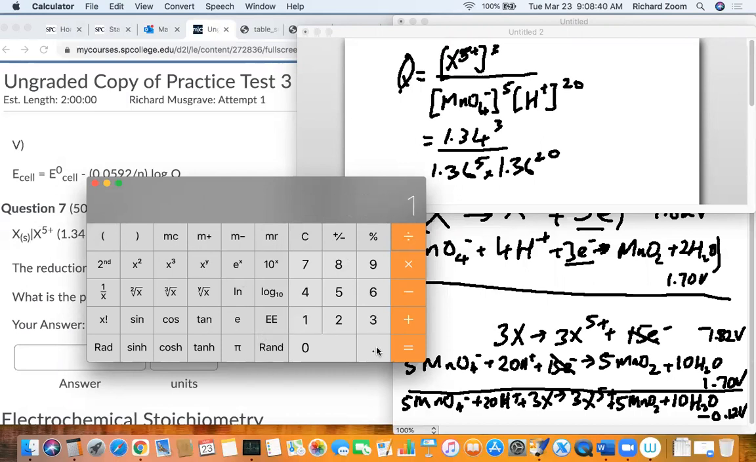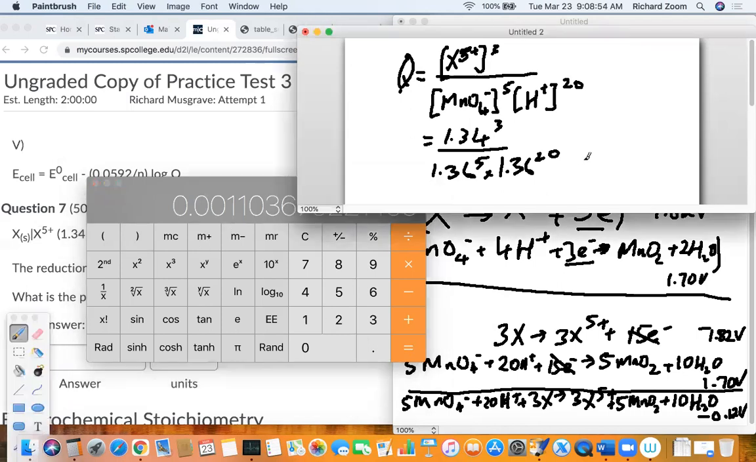I'll do 1.36 to the power of 25th. Okay, I still get the same value. All right, so it's 0.0110. Does anybody have any questions about how I'm getting that?